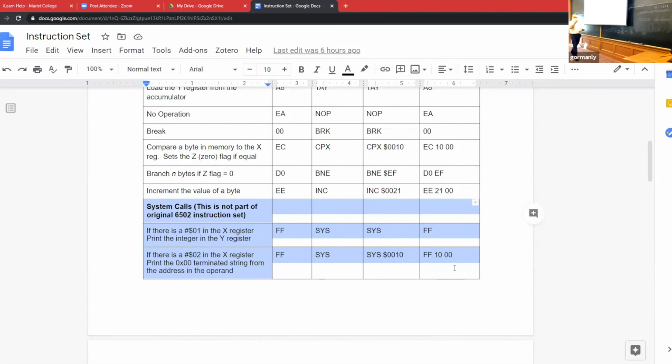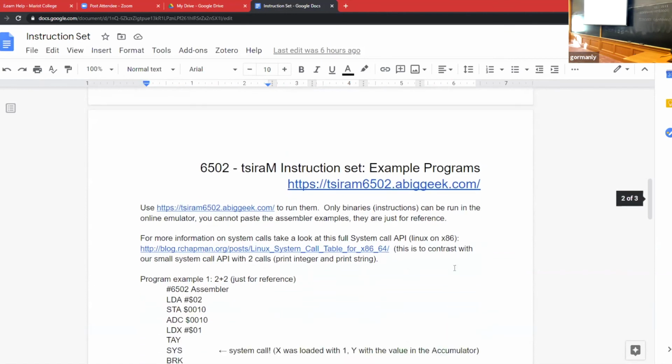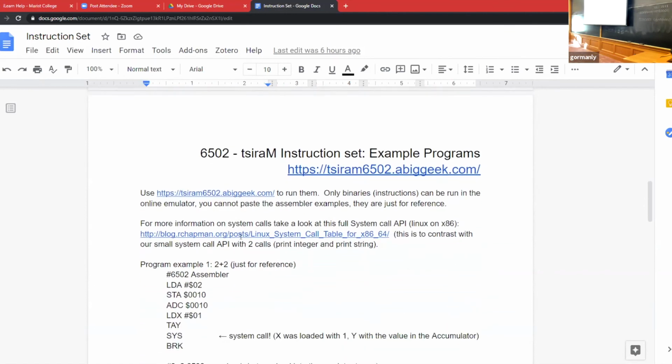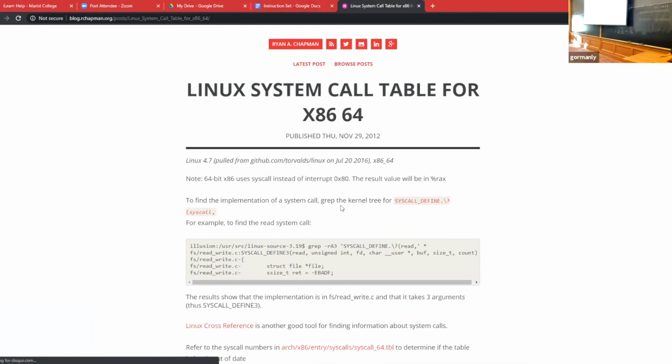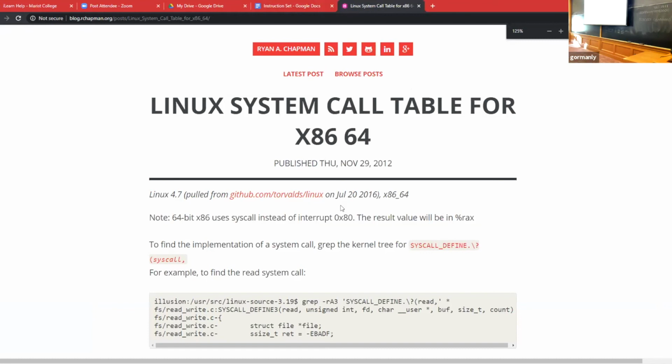In fact, I have an example here in this document. If you scroll down, this is the Linux system call API for x86, which of course is the computer on this desk. Now there's a different Linux system call API for ARM. So the system call API is specific to the hardware and the operating system. Those two things combined give you a unique system call API. Why? Well, let's scroll down a little bit and see.